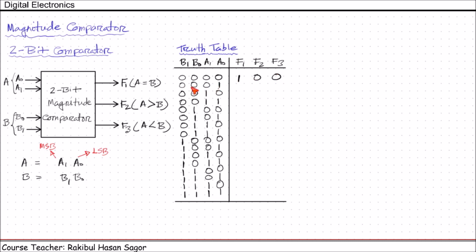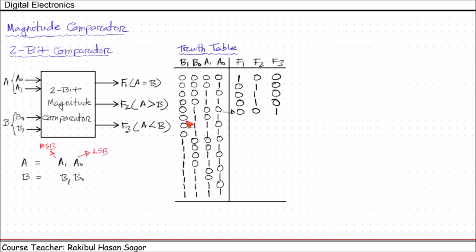For this case, A has 01 and B has 00. So A is greater than B, so F2 will be activated, others will be deactivated. For this case as well, F2 will be activated. For this case as well, F2 will be activated. For this case, B has 01 and A has 00, so F3 will be activated, others will be deactivated.